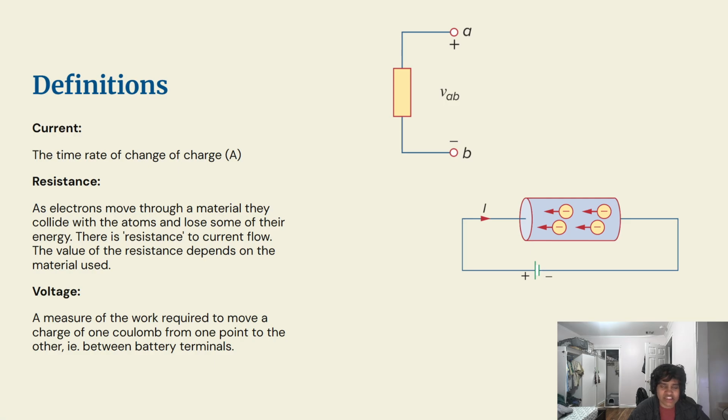Voltage, or the electromotive force, or EMF, is a measure of the work required to move 1 coulomb from one point to another, for example between battery terminals. Basically, it's the amount of energy to move 1 coulomb from the negative terminal of the battery all the way to the positive terminal, or the other way around.